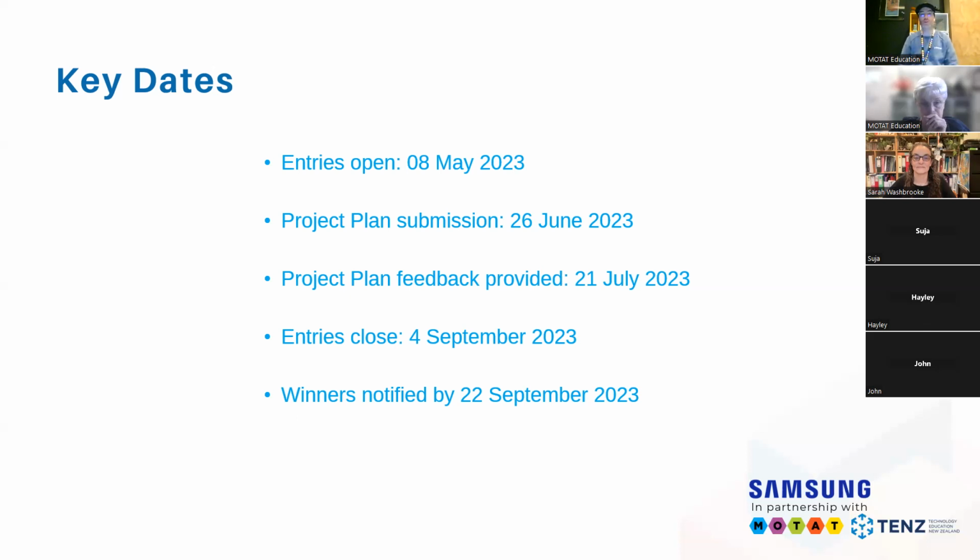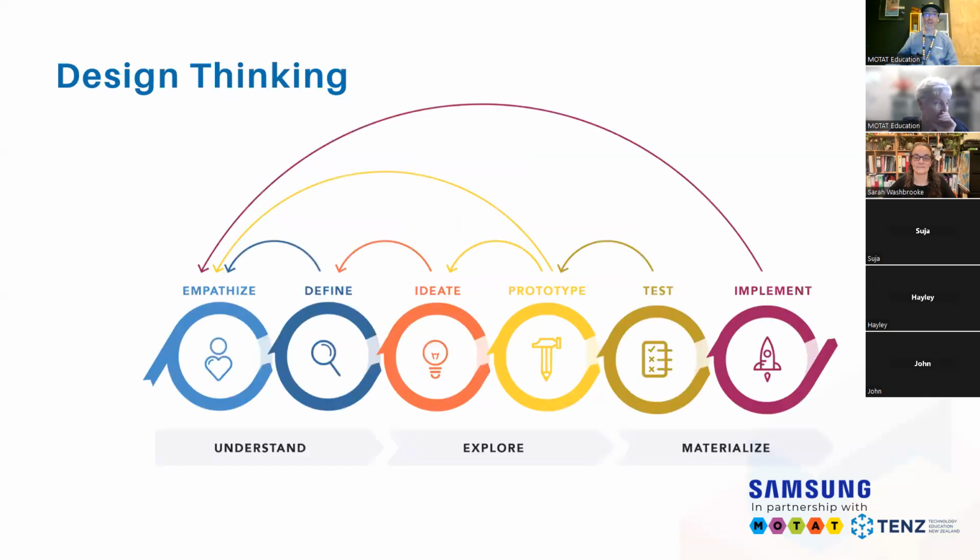Obviously, entries close on the 4th of September, and there's a few weeks while our judges judge all of the entries. So today we're going to talk a little bit about the design thinking process: empathize, define, ideate, prototype, test, and implement. This is a cyclical process, so you're not always going in a linear direction. Today we're going to focus on the first three and talk a little bit about those in more depth.